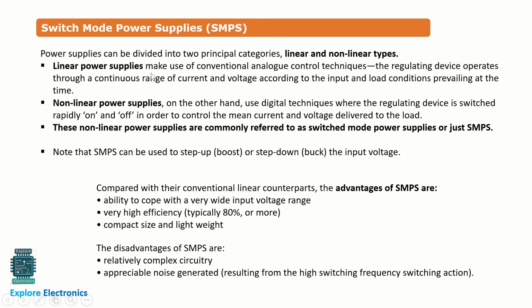Linear power supplies, in the sense, use the conventional analog control techniques. This means the regulating devices operate through a continuous range of current and voltages, according to the input and load conditions at the time. That is a linear power supply. A non-linear power supply uses some digital techniques, where the regulating device is switched on and off rapidly in order to control the current and voltage it gives to the load. So that is what a non-linear power supply is.